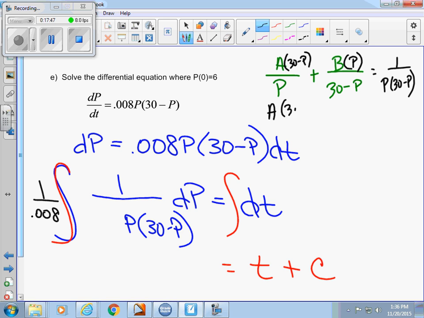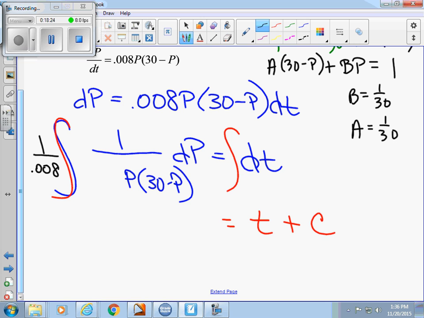A times 30 minus P plus B times P equals 1. What would I plug in for P to make this efficient with the Heaviside method? I plug in 30, and when I do, I get 30B equals 1, or B is 1/30. If I plug in 0, I get A times 30 equals 1, which means A is also 1/30. Questions so far?